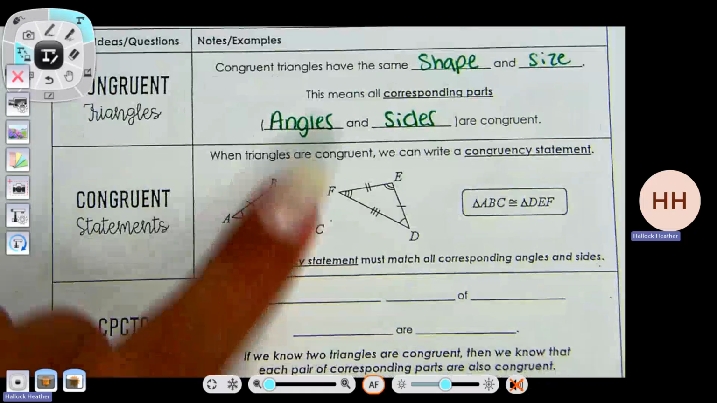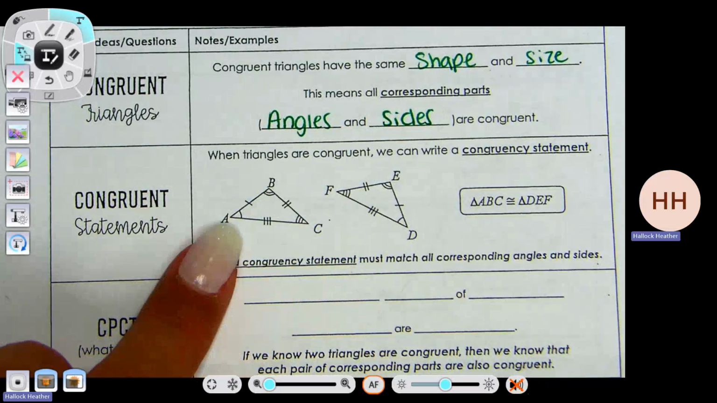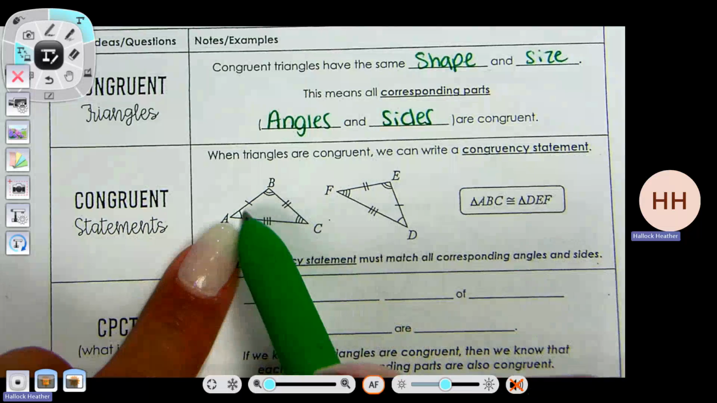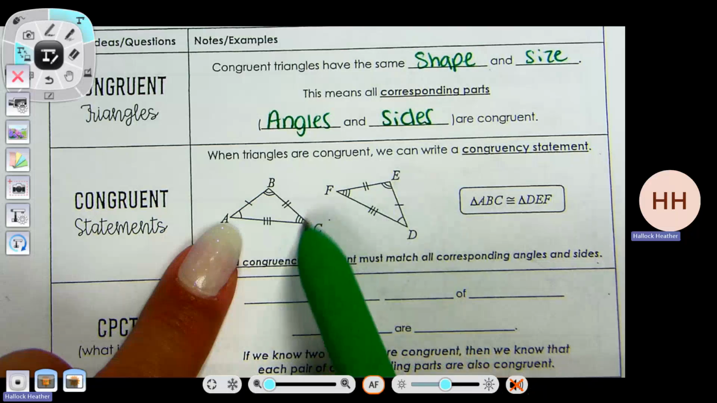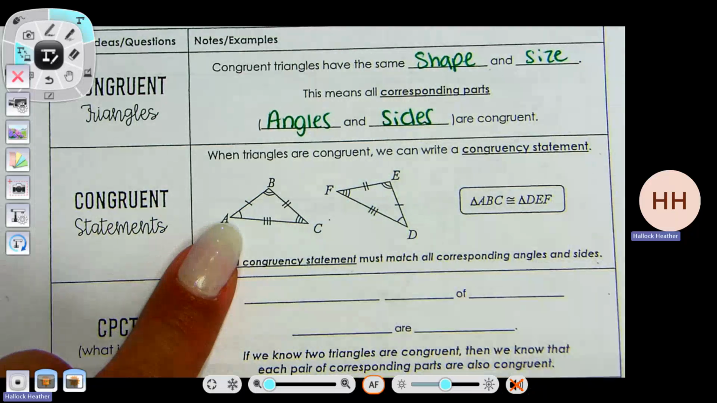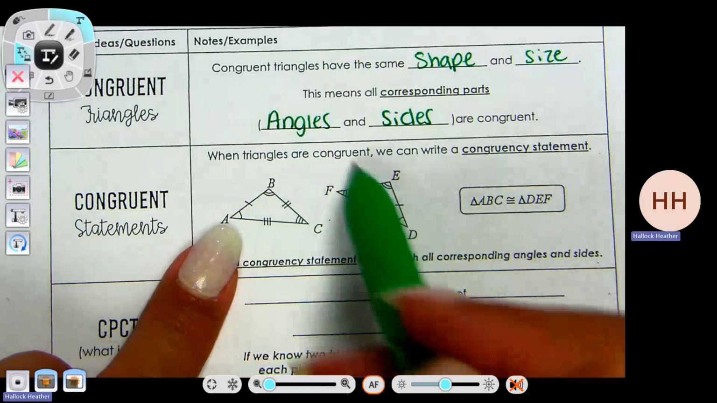Congruency statements is what we're focusing on today. So if you notice your picture, remember the arc marks, because I know we've been out for a week. If I have one tick, that matches the one tick. 2 ticks is going to match 2 ticks. 3 ticks matches 3 ticks. Same thing with the sides. Angles have arcs. Sides have 1 tick, 1 tick, 2 ticks, 2 ticks, whatever.